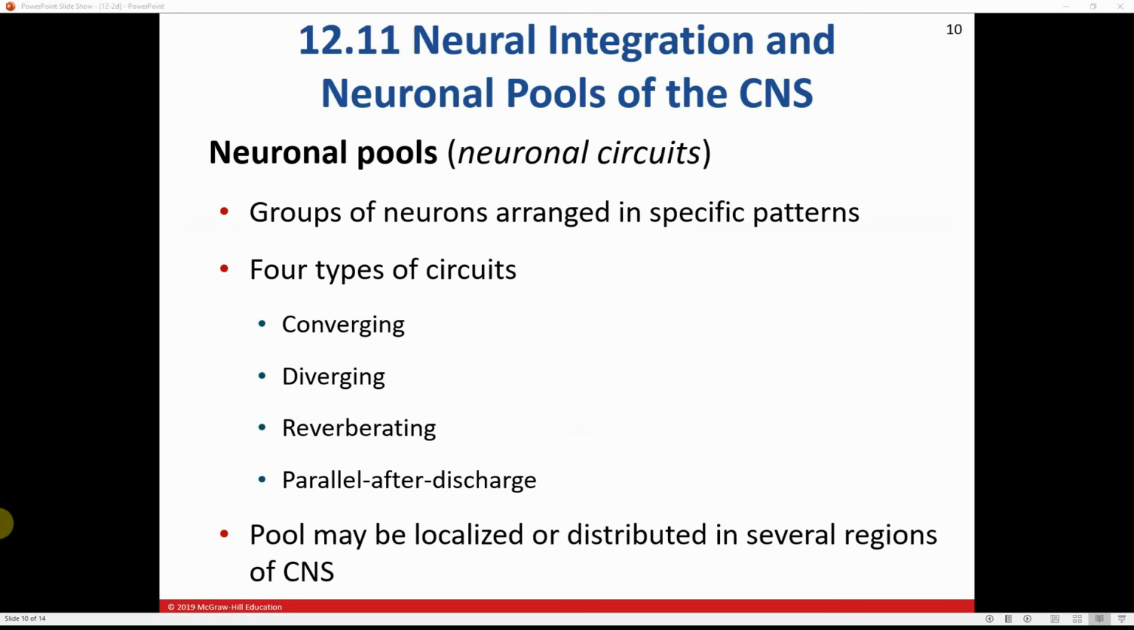Now, I want to talk about neural integration and neuronal pools in the central nervous system, also known as neuronal circuits. These are groups of neurons that are arranged in specific patterns. Typically, their circuits are going to either converge or move together, diverge or start to separate, reverberate, which is bounce back and forth, or be parallel after discharge. Pools can be local, or they can be distributed in several regions of the central nervous system.